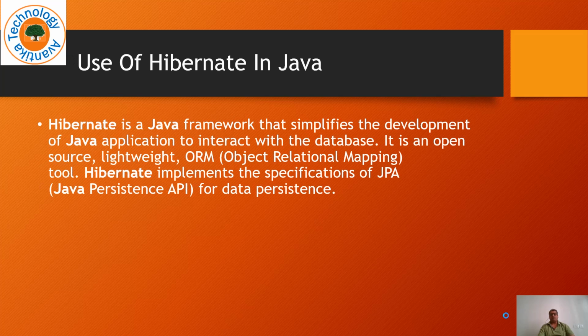The use of Hibernate is that it's a type of framework that simplifies the development of Java applications to interact with the database. It is an open source, lightweight ORM tool. Hibernate implements the specification of the JPA for data persistence. JPA stands for Java Persistence API. ORM is object relational mapping, meaning Hibernate is an ORM tool. It helps to persist the data. So that is one of the uses of Hibernate.